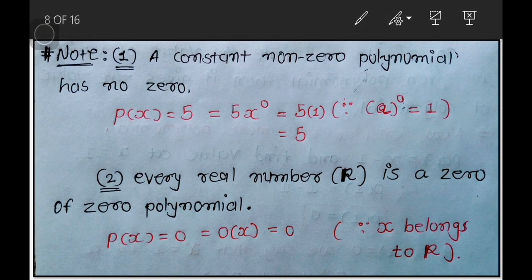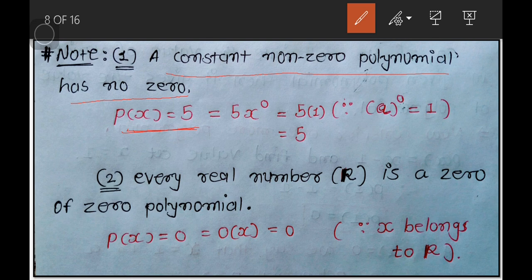Now from above we note some information. The first one: a constant non-zero polynomial has no zero. What is a constant non-zero polynomial? As we studied in the previous lecture, if p of x has a constant value, then it is called a non-zero constant polynomial.